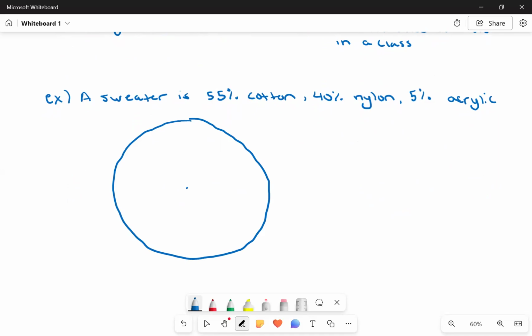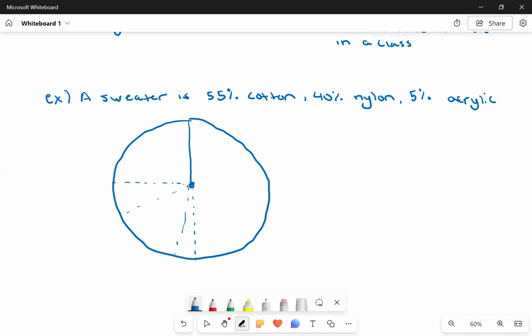So here we go. 55%. So to draw 55%, I'm going to need to do more than half, right? More than half. Well, for the moment, I'm going to go half. I'm going to do exactly what half is. And then if this was a quarter, 25%, I need to kind of think of this as 5 wedges here.